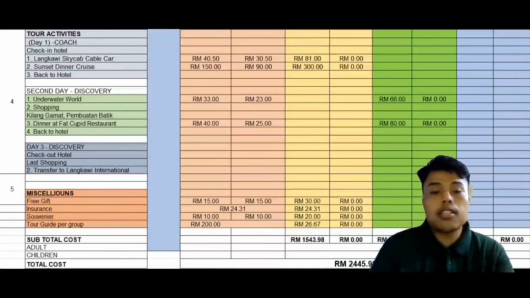And the others are like the free gift and insurance. Insurance only takes 24 ringgit 31 cents per family for family D. And the total cost for all of these is 2,445 ringgit 98 cents.